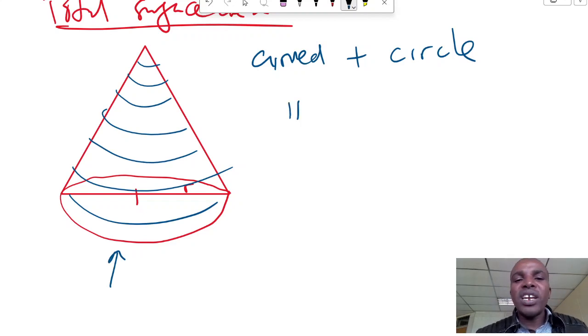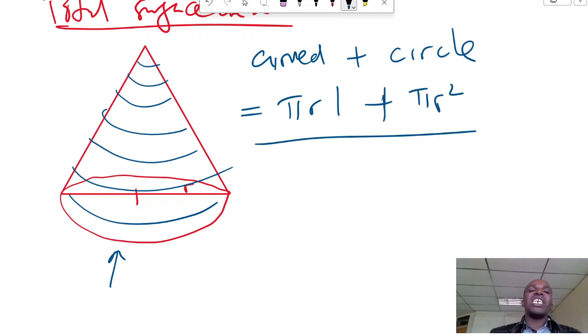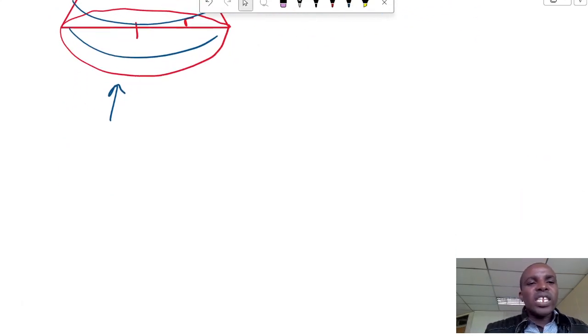So curved is what? Pi r l plus circle is pi r squared. This will be the total surface area of the cone. Total surface area of the cone. Done. Right, moving on to another solid.